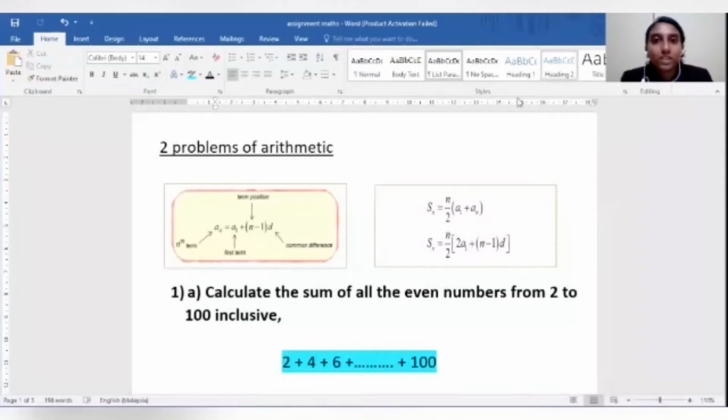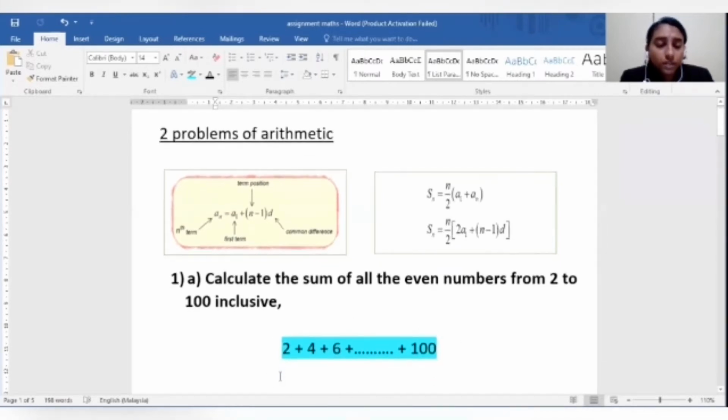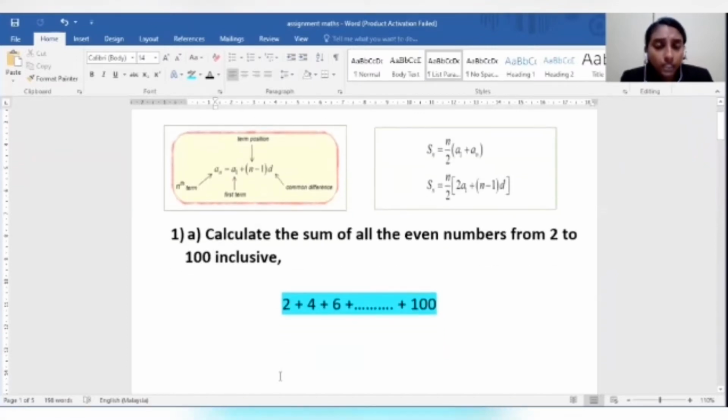So now I'm going to explain how to solve two problems in arithmetic sequences. So the first question is, calculate the sum of all the even numbers from 2 to 100 inclusive. As we can see here, this is an arithmetic series. So the first thing that we have to do is identify the nth term. How to identify the nth term? By using this formula.